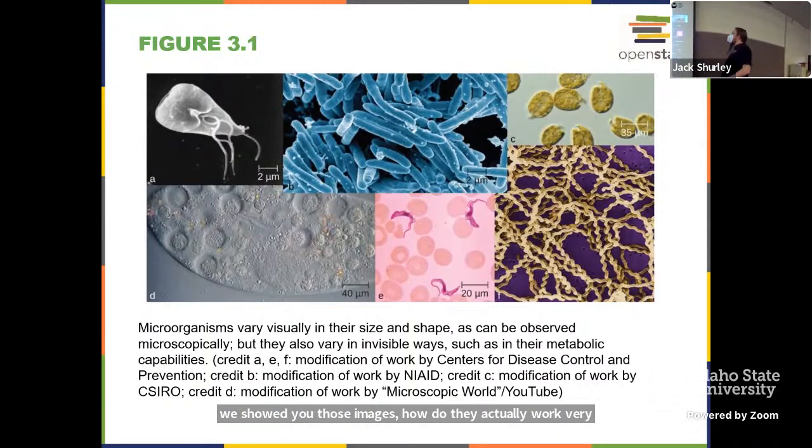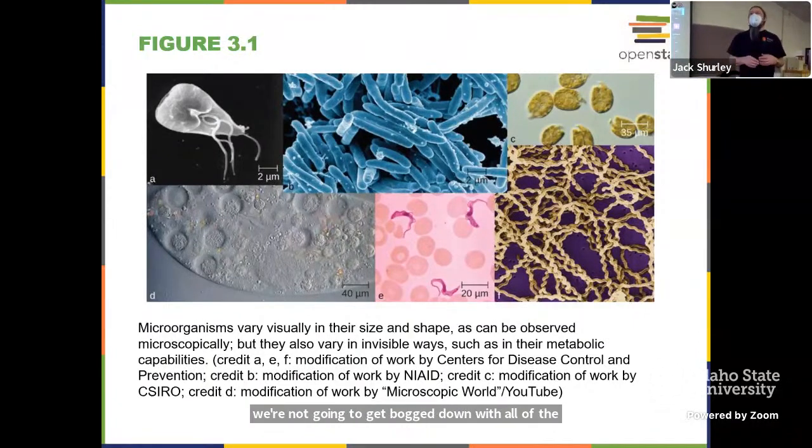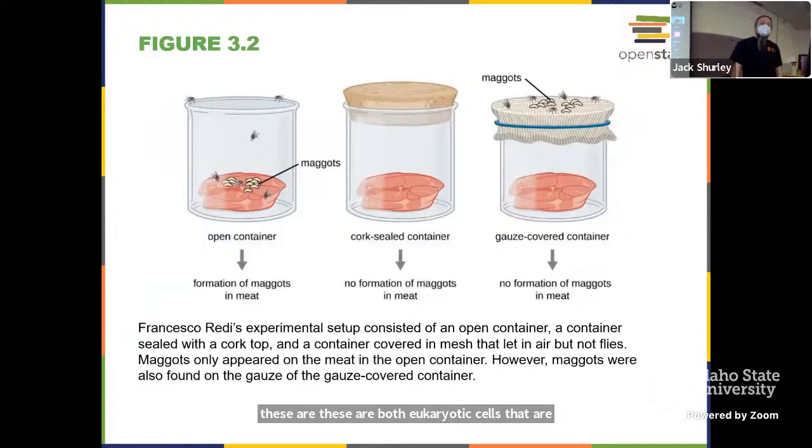So this is a smattering of all sorts of organisms. We're not going to get bogged down with all of the details and describe what everything is. I could tell you there are a number on here that I could talk all day about, like Giardia right here, or maybe some of these trypanosomes. These are both eukaryotic cells that are parasites, and we will see some details with them a little bit later.